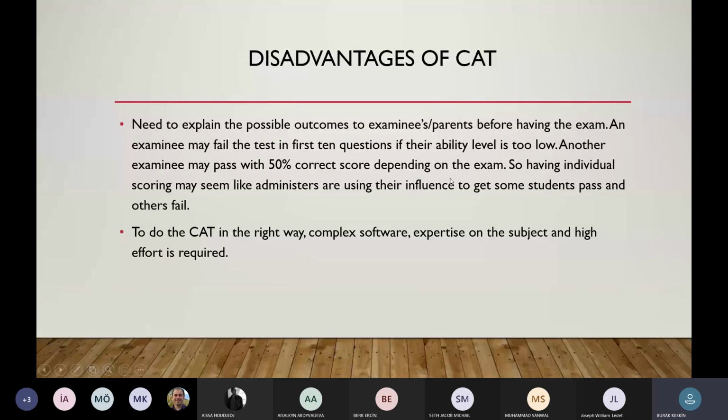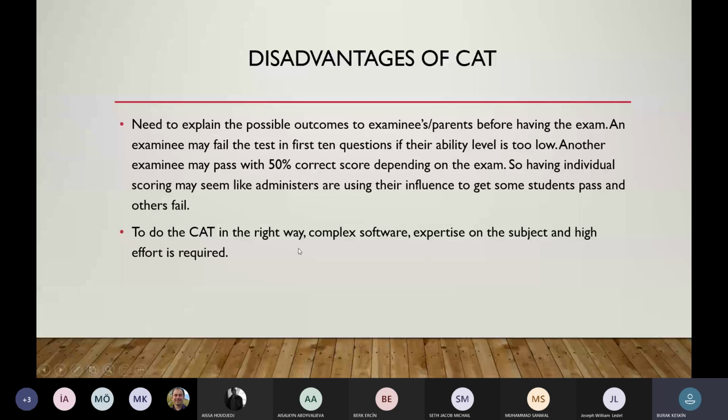But since the computer is doing the examination and scoring the results, this is actually a wrong statement in this context. So if we want to do CAT in the right way, we need complex software prepared by experts on that subject, and very high effort is required. Question exposure is another problem of CAT.